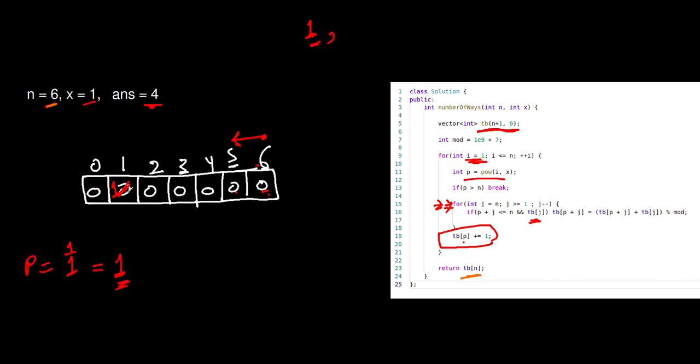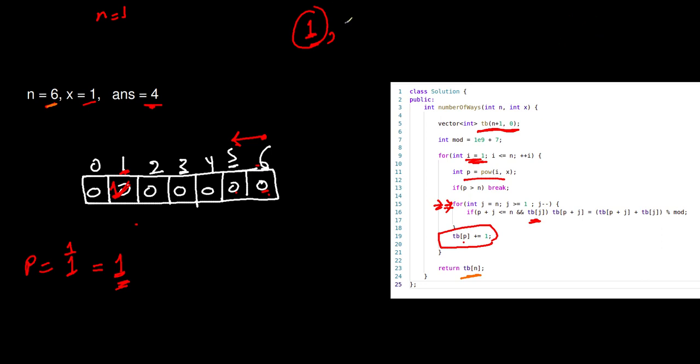So what does that mean? Here the value 1, that means for n equal 1 there is one way to form n equal 1 using this value 1, and that's true because 1 to the power 1 equal 1, and this is the only way.